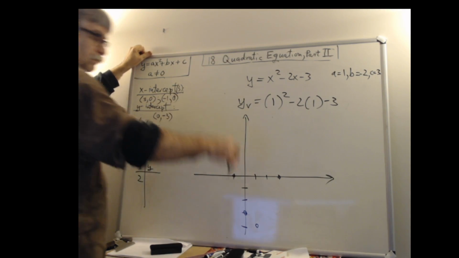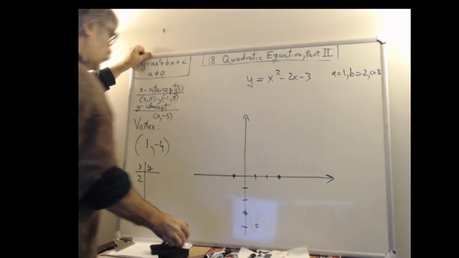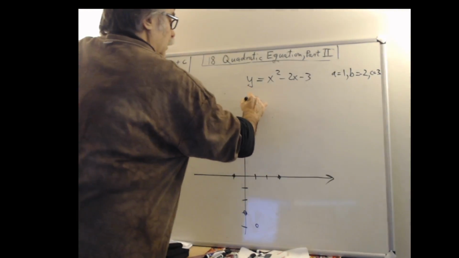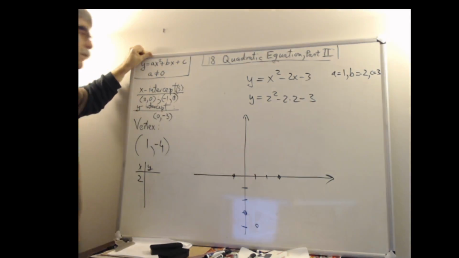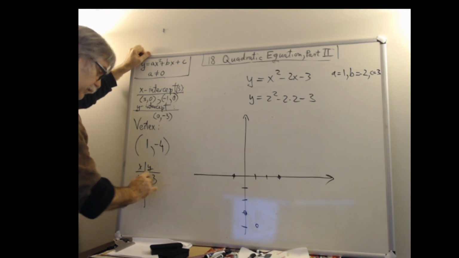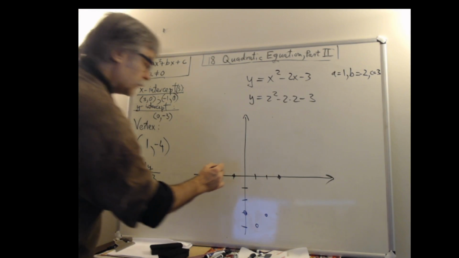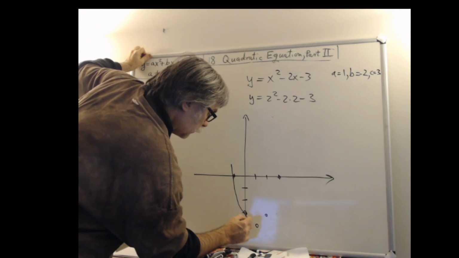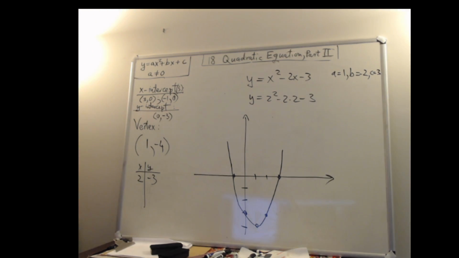So you got 2 here. Calculation is y equals 2 squared minus 2 times 2 minus 3. So we're talking about 4 minus 4 minus 3, which is minus 3. So exactly what I expected. So this is my parabola. There you go. It's not particularly nice.